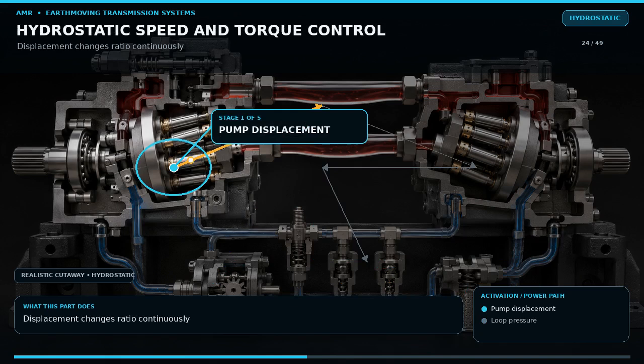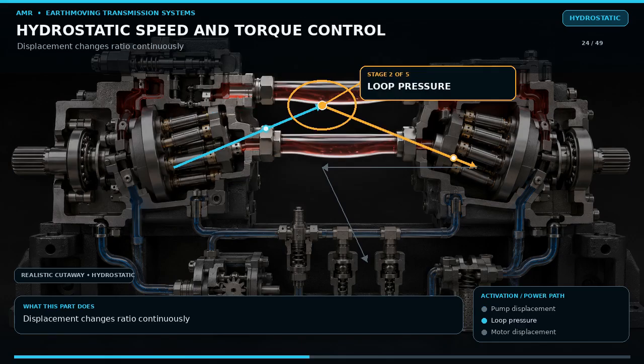Hydrostatic ratio is controlled by displacement rather than fixed gear teeth. Large pump displacement sends more flow for a given engine speed. Large motor displacement produces more torque for a given pressure but less speed. For strong low-speed push, the controller commands high motor displacement and manages pump displacement so loop pressure stays within limits.